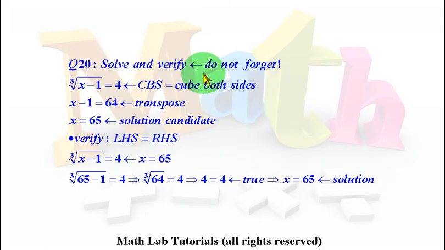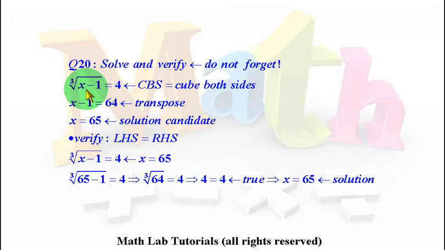Solve and verify. Again, do not forget to verify. This time, instead of a square root, we have a cube root. Okay? So again, we have the radical on the left, the non-radical on the right. To remove the cube root, we need to cube both sides. Instead of doing an SBS, squaring both sides, for radicals, when we have cube roots, we need to cube both sides. So that's what we're going to do.